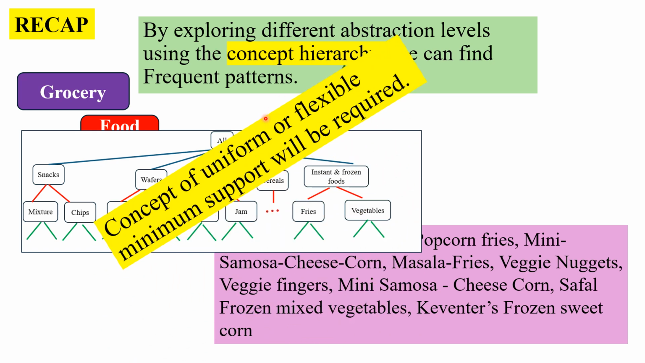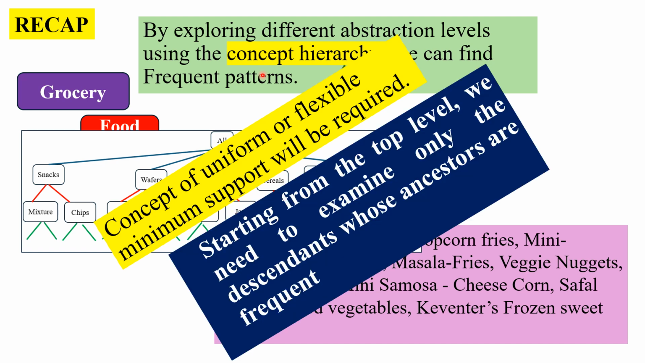But for this, the concept of uniform or flexible minimum support will be required. We'll explore both the options. So starting from the top level, we will examine only those descendants whose ancestors are frequent.